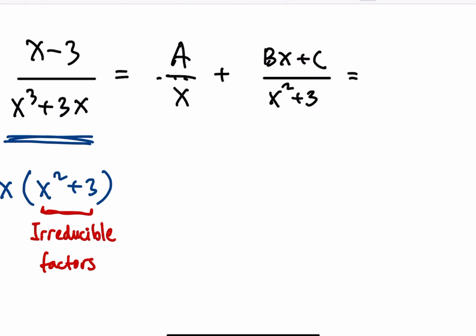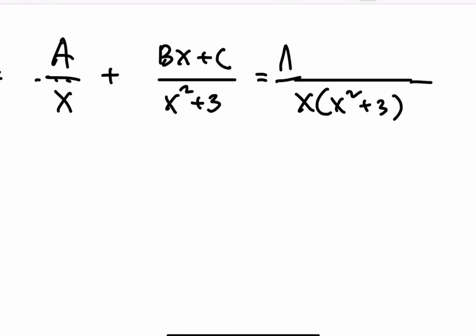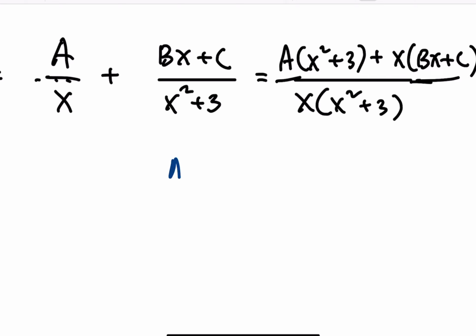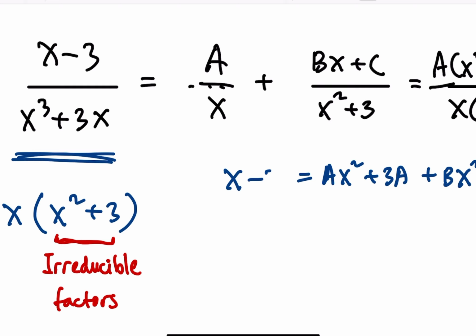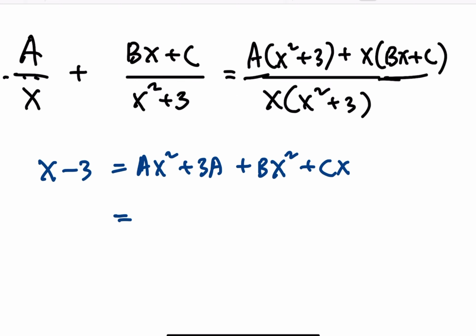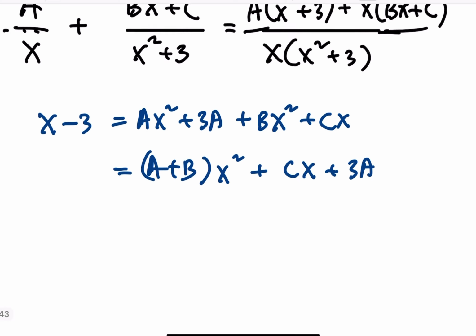Okay, so we can find this a and b and c. So a times x squared plus 3 like that, and this bx plus c times x. Okay, let's calculate this. So ax squared plus 3a plus bx squared plus cx. This is equal to x minus 3. So this will be a plus b x squared plus cx plus 3a. And I think this will be easy to follow.